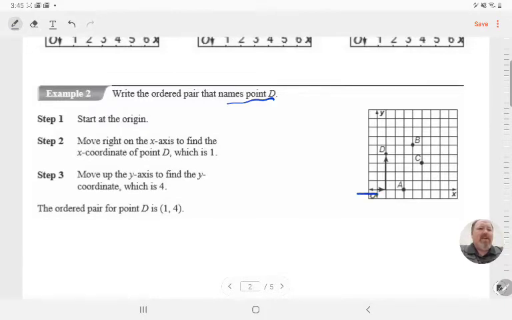We can start at the origin here. This is the origin where they cross. And we can take a look at our x. We only go over 1. So we know our x is 1, and we go up 1, 2, 3, 4. Okay? So we're going over 1, up 4. So that puts us at (1, 4). Okay? All right.